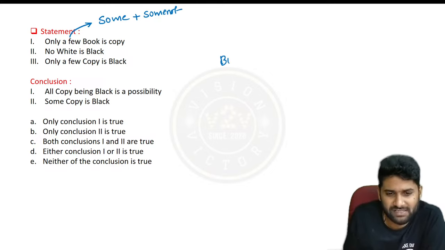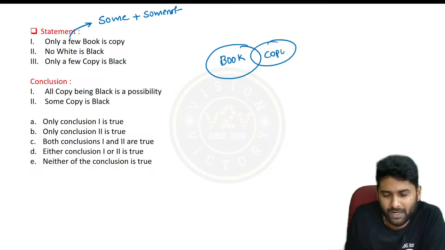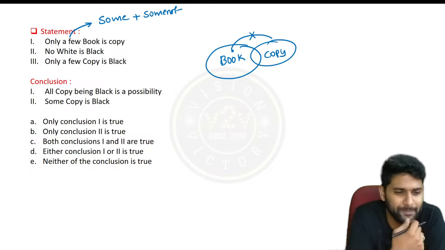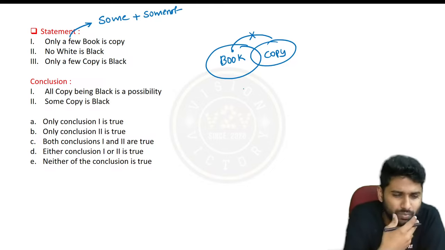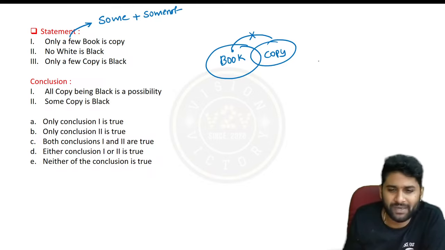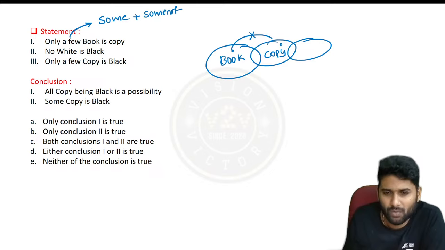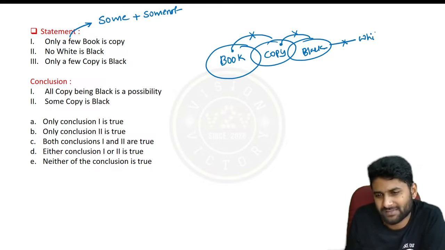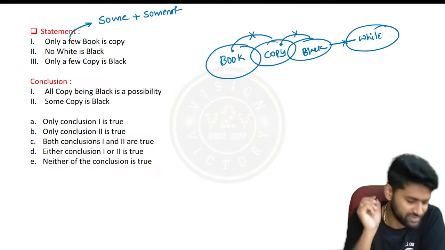Now see here, the data says only few book is copy, and you should understand that some books are copy, some books are not copy. The next data says no white is black, so we don't know both parameters in the picture. Go through the next one: only few copy is black, and here no white is black. So this is the picture for your statement.